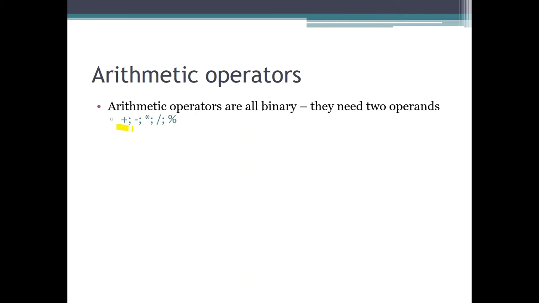So these five are arithmetic operators, in total there are five: plus, minus, multiplication operator and division operator. These are the standard four operators, and also this percentage operator, which we already know now. This is a reminder of the division in integers. These are five arithmetic operators, and they are all binary, meaning that they all need two operands.